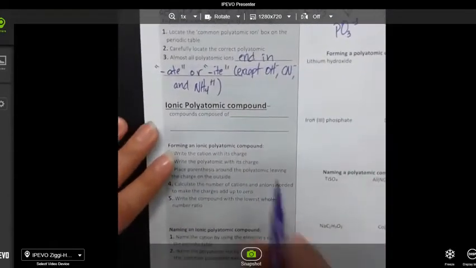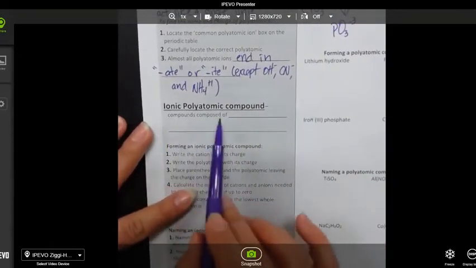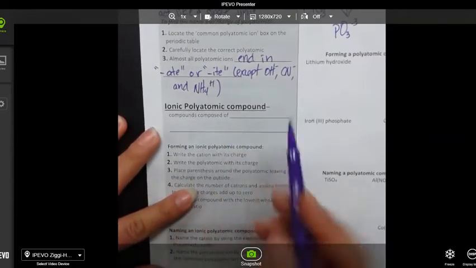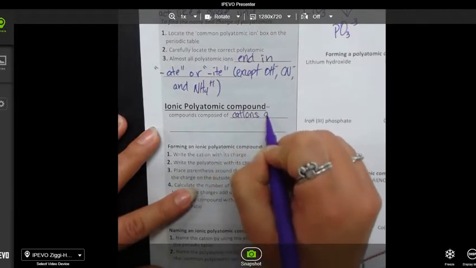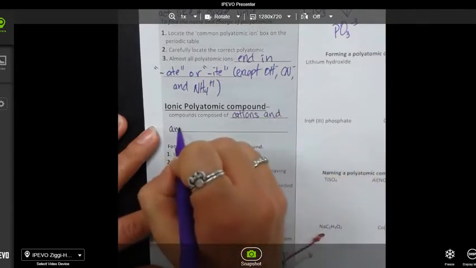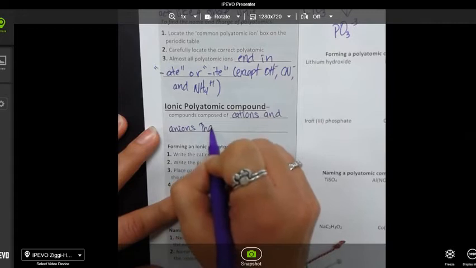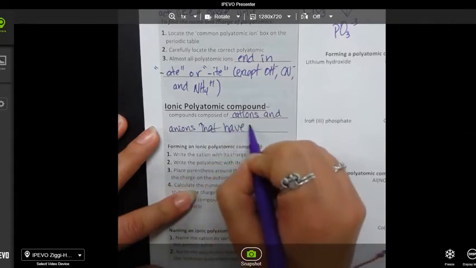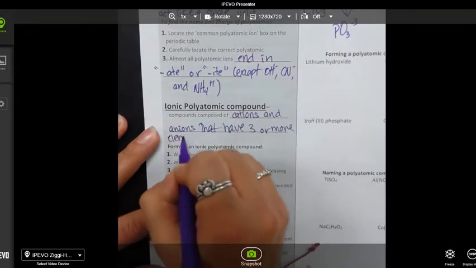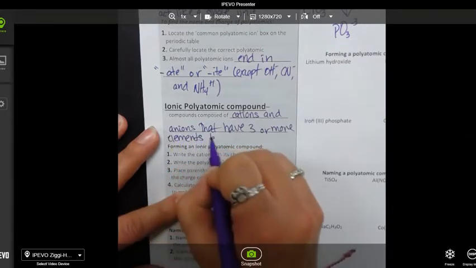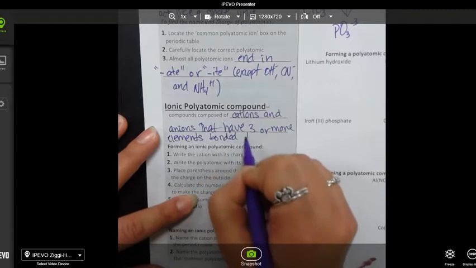All right, so now we're going to start building the actual compounds. Ionic polyatomic compounds are compounds composed of cations and anions that have 3 or more elements bonded together.